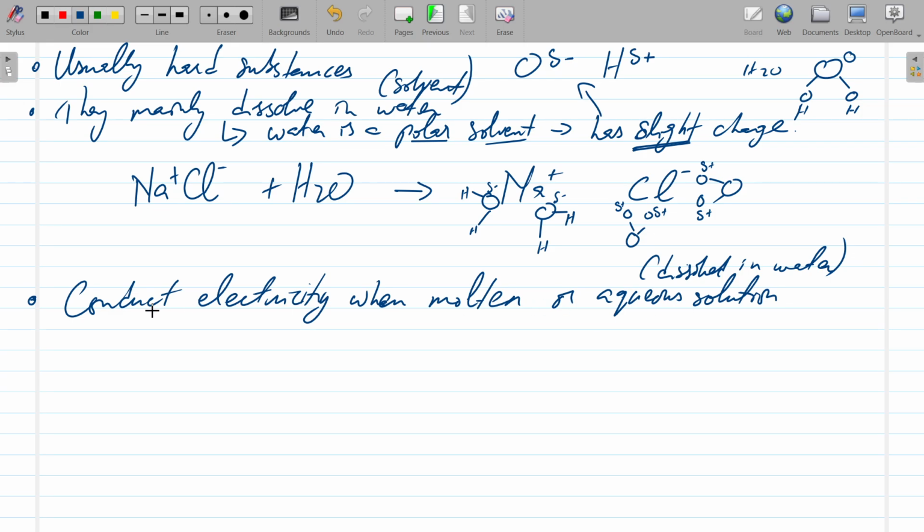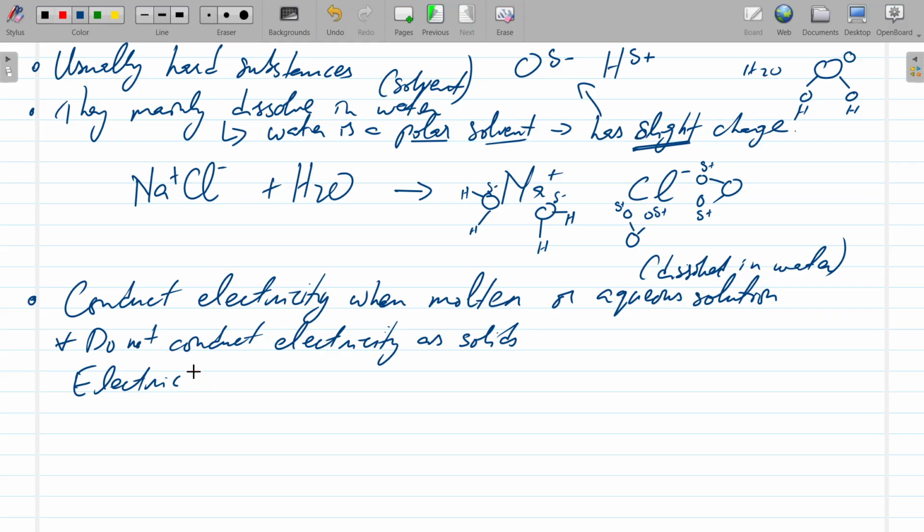And why does it happen? It happens because as a solid, they do not conduct electricity. Do not conduct electricity as solids. And the reason being is because electricity is a flow of charge.